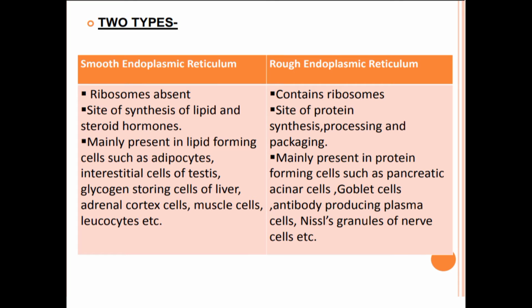The main difference is that ribosomes are absent or present, and what they synthesize, lipids or steroids or proteins. Depending on this, we have two types of endoplasmic reticulum, smooth endoplasmic reticulum and rough endoplasmic reticulum. This is also important for the exam. Write the differences between smooth endoplasmic reticulum and rough endoplasmic reticulum.